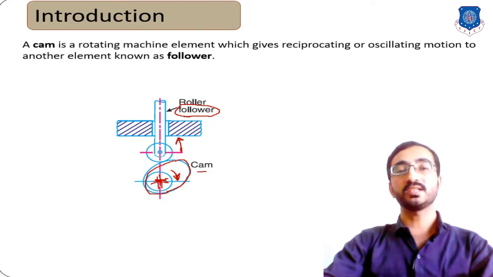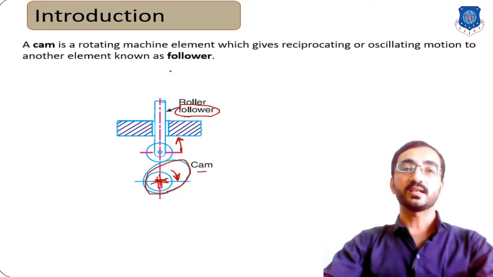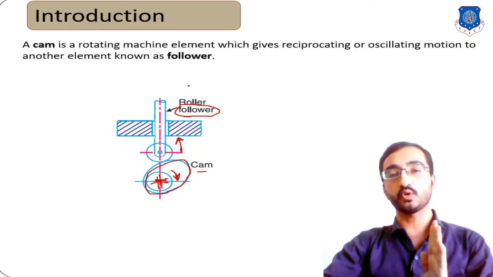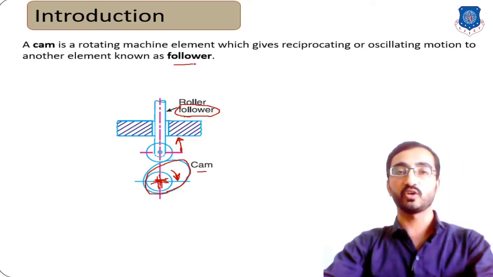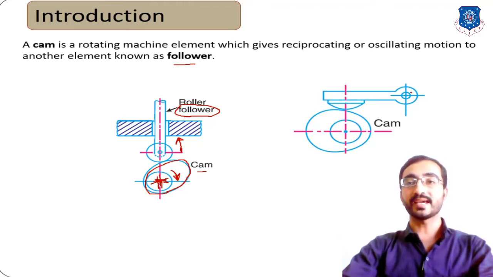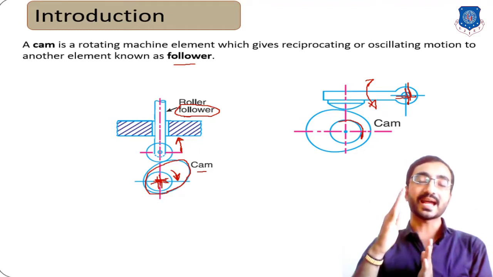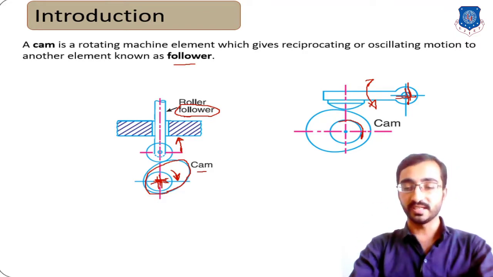Due to this rotation we will receive reciprocating motion, and that's why the second component which is having reciprocating or oscillatory motion is known as a follower. Now how will we get oscillatory motion also? In this diagram, if you consider that the follower has its center point over here, then due to rotation of this cam, it will oscillate in this manner. So cam and follower is a system which is widely used to get controlled motion, either reciprocating or oscillatory.